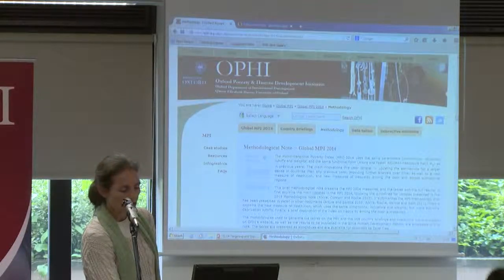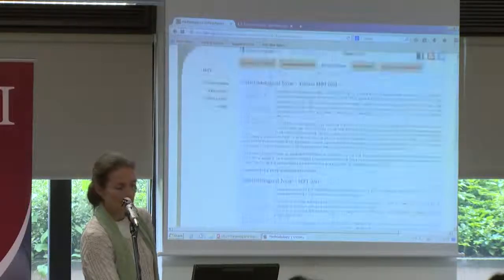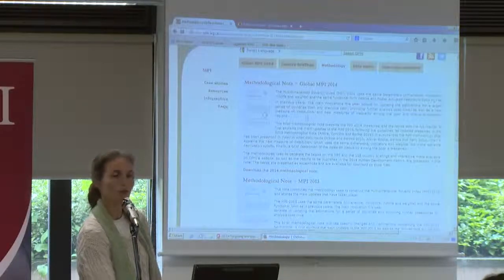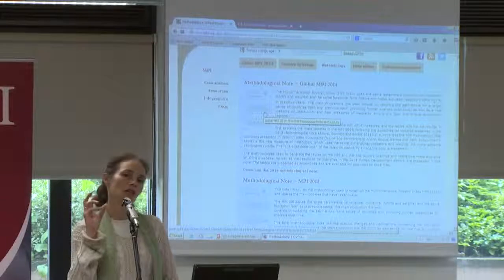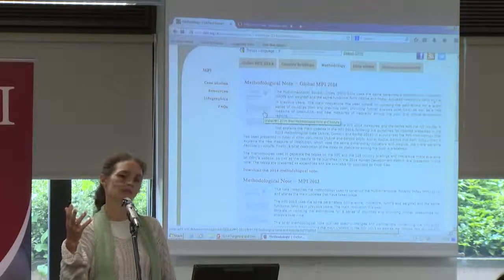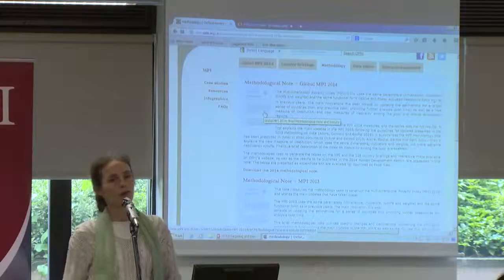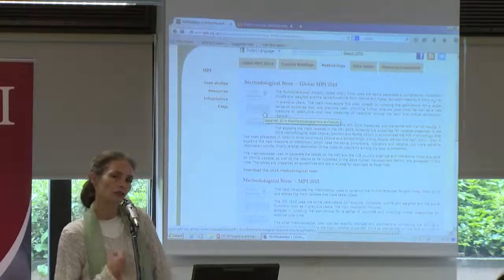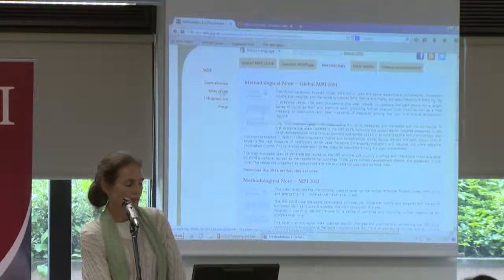And under methodology, you have, in a sense, the methodological note, how it was constructed. And if you're interested in a particular country and how we treated the nutrition subsample in Ethiopia, for example, then you can go and there'll be notes in the methodological note about those details.